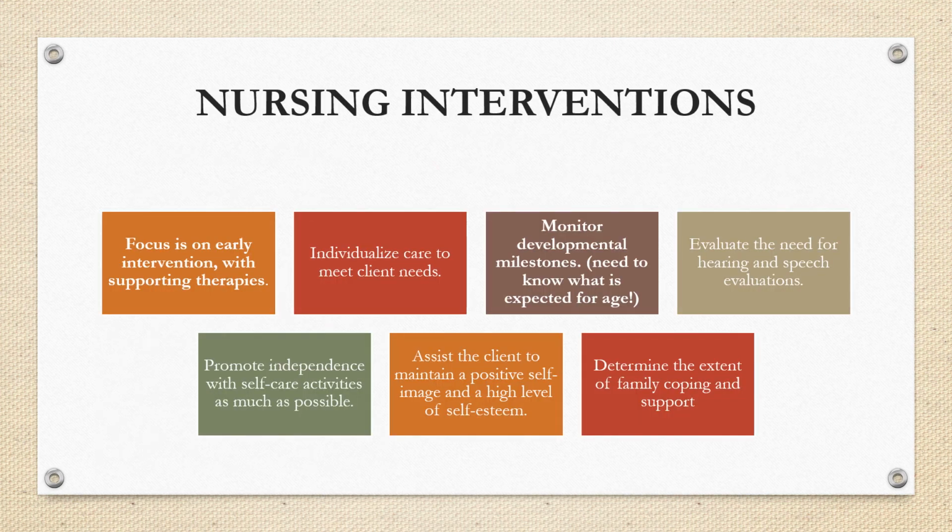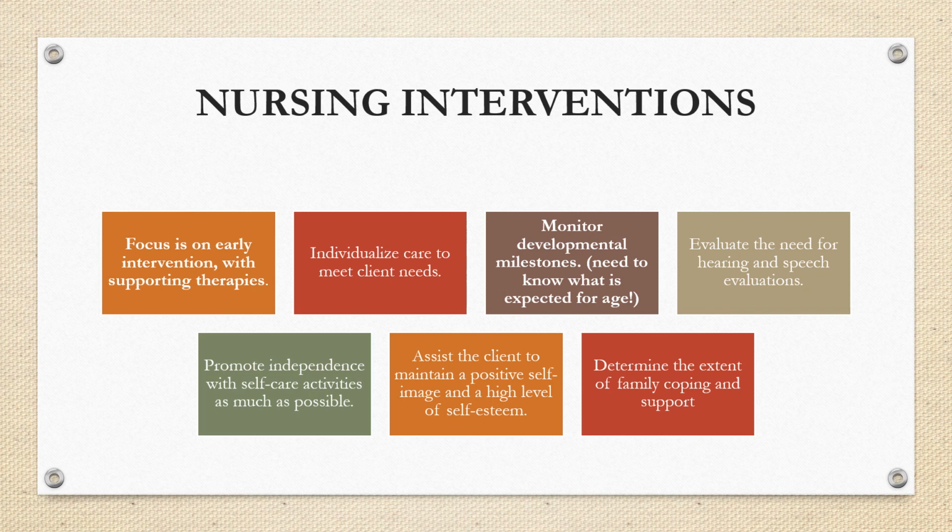Nursing intervention. So the earlier we intervene in this case, the better the outcome for the patient. As I mentioned before, this is not a progressive illness or disorder. It is what it is when the child is born and will not progress. Cognitively, there's going to be variation, so we're going to look at every patient individually and assess their abilities. So right now we're looking at early intervention with supporting therapies. We're going to individualize care to meet client needs. Like I said, every client's going to be a little different with their level of severity and their developmental delays.